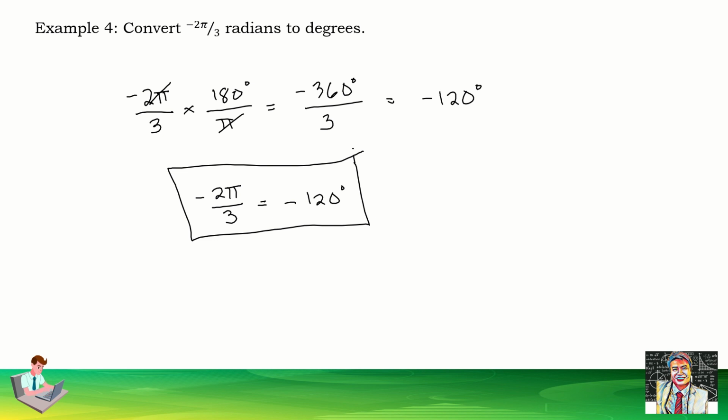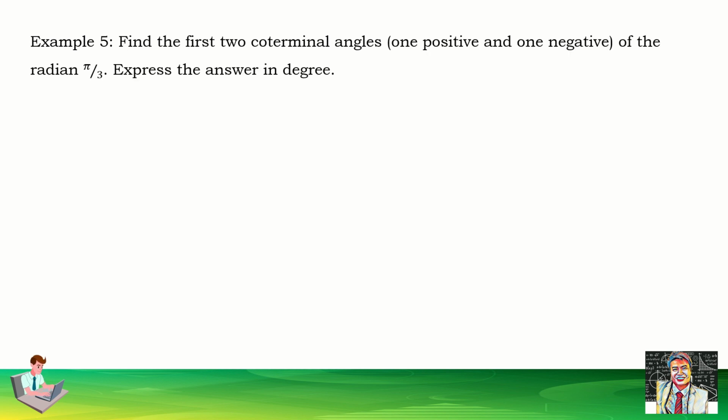How about this example? Find the first two coterminal angles, one positive and one negative, of the radian pi over 3. Express the answer in degrees. We need to determine the first two coterminal angles. Since ang answer naman natin ay naka-degree, pwede natin convert 'to. Let's convert natin yung pi over 3. I-multiply natin sa 180 degrees over pi. Cancel, cancel gives us 180 degrees over 3, gives us 60.